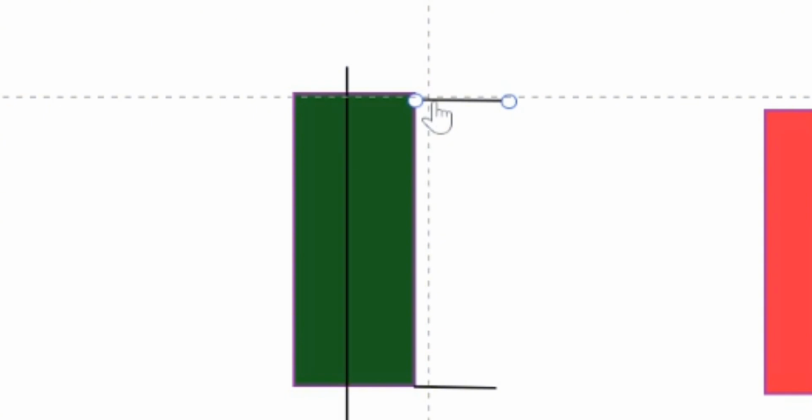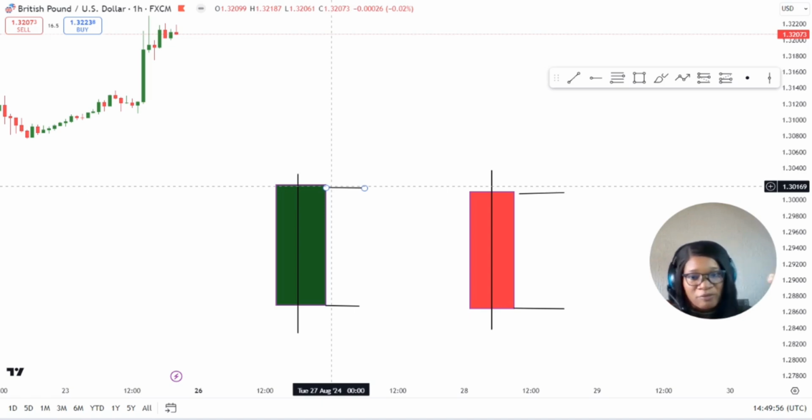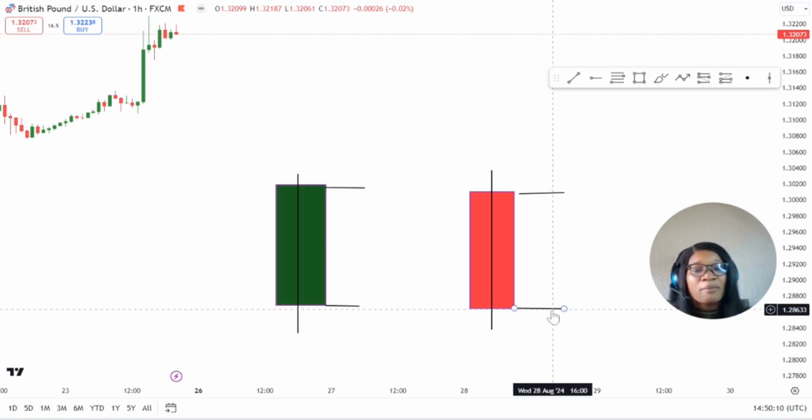somewhere here, which is 1.30169. All right, so at the end of the day the price still closed above the price that it opened with. Okay, market still closed at a price above the price that it opened with. Okay, but for the bearish candle, you can see price closed below the opening market price.